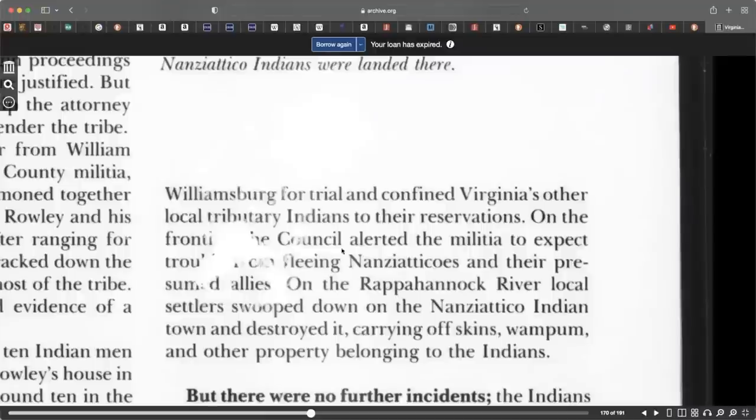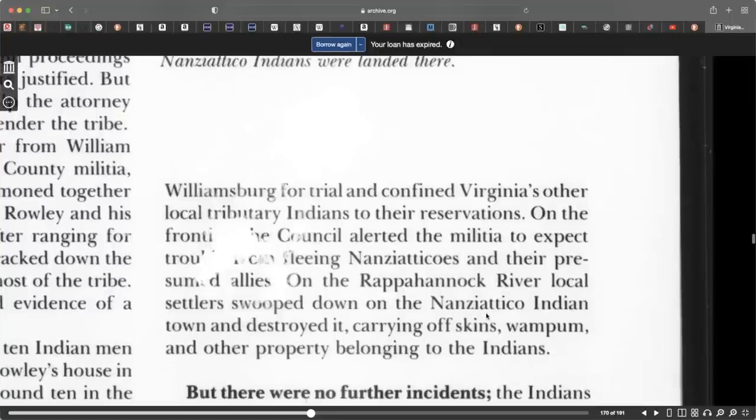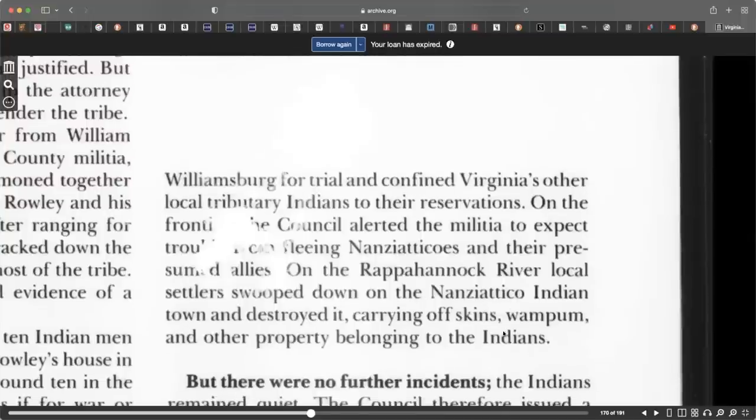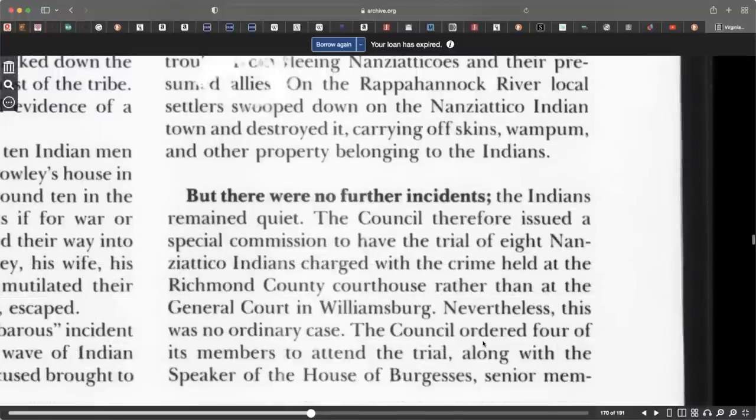So again, on the frontier, the council alerted the militia to expect trouble from fleeing Nanziaticos and their presumed allies on the Rappahannock River. Local settlers swooped down on the Nanziatico Indian town, right? This town that's been there since prehistoric times, we just read, and destroyed it. They destroyed it. Something that was there since prehistoric times, and they destroyed it. Who? The settlers. These are not just white people, right? All skinfolk and kinfolk. Carrying off skins, wampum, and other property belonging to the Indians. But there were no further incidents.